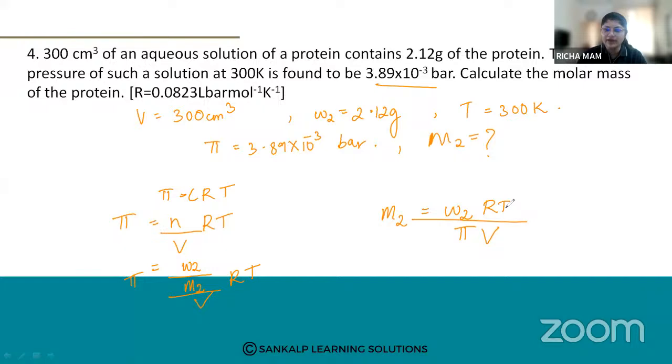Now you put the values. Here volume is in centimeter cube, so this you have to calculate in liters, because volume is there. So it will be 0.3 liters. We have to calculate everything in liters now. So now put the values. W2 is 2.12. I'll write it here, this side.